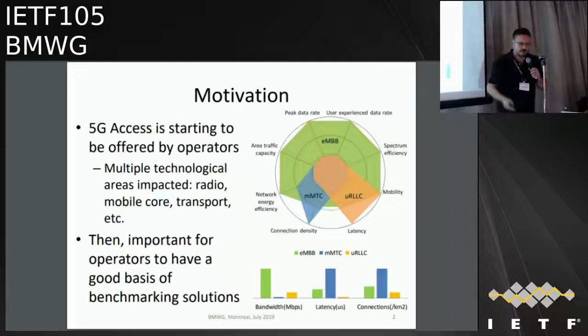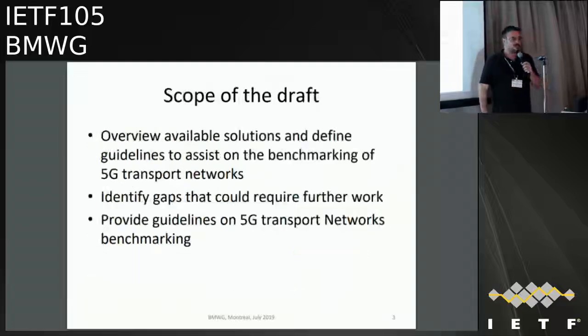So there in the graph you can see the different kinds of impacts. I think this is more or less well known, so I will pass to the next slide. So the scope of the draft will be basically to overview available solutions.